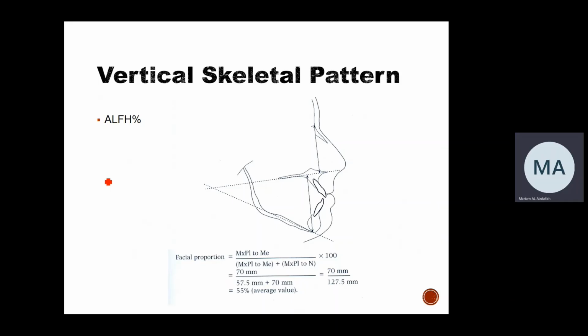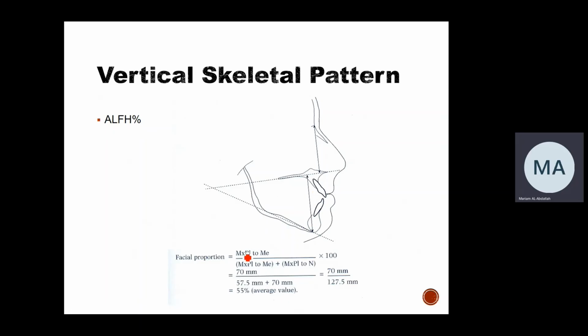Anterior lower facial height is a ratio between the lower facial height to the total anterior facial height. How do we measure it? The reference is the maxillary plane. The maxillary plane is the base, the reference. We drop a perpendicular from nasion to the maxillary plane, and we drop a perpendicular from menton to the maxillary plane. We measure this line, the nasion to maxillary plane, and the menton to maxillary plane.